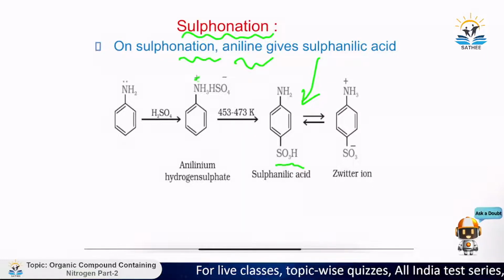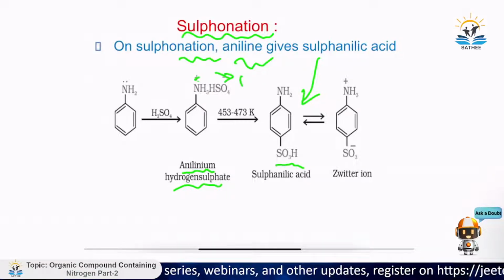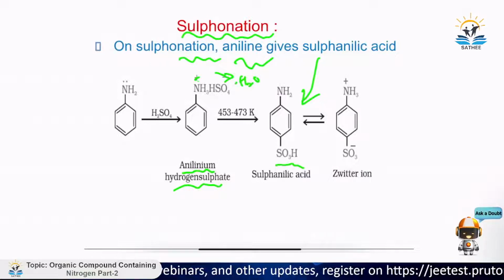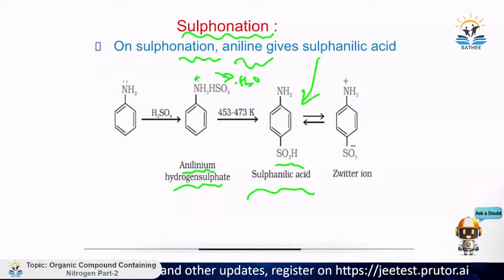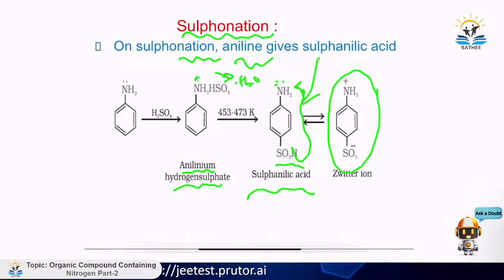So it will donate its lone pair to the sulfur, and it will form NH3 plus and HSO4 minus, which is anilinium hydrogen sulfate. Now on heating it, this SO3H group will come here, and one H2O molecule will leave from here, minus H2O. So SO3H will come here, sulfanilic acid will be formed, and sometimes this H plus will leave from here and go here, since nitrogen has a lone pair and it will form Zwitter ion. So this is the Zwitter ion that can form. So this is the sulfanilic acid that will be formed on sulfonation of aniline.